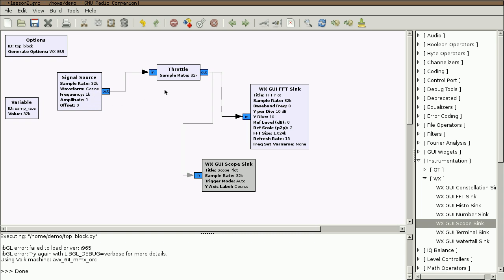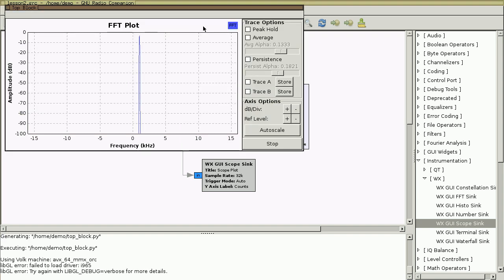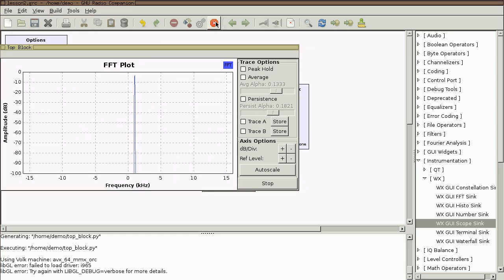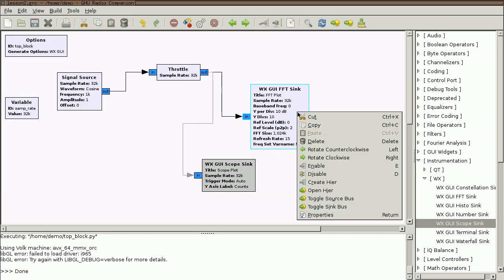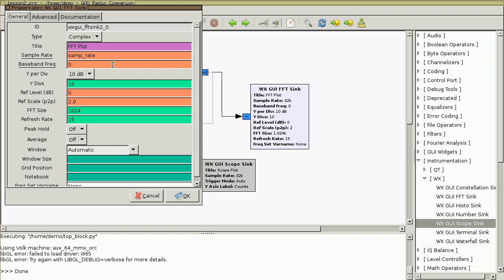And we'll run it through the throttle block into the FFT sink. Everything should run exactly as it did originally. Let's just verify that. We get a single spike at 1 kilohertz. Now, if I were to change the sample rate over here in the FFT sink, let's say I set this to samp_rate over 2.